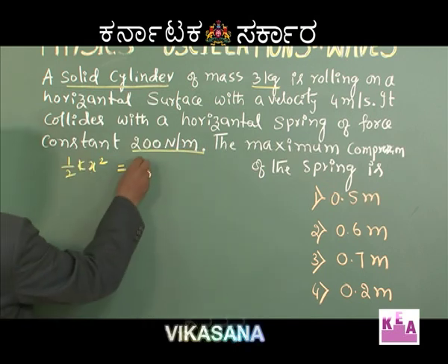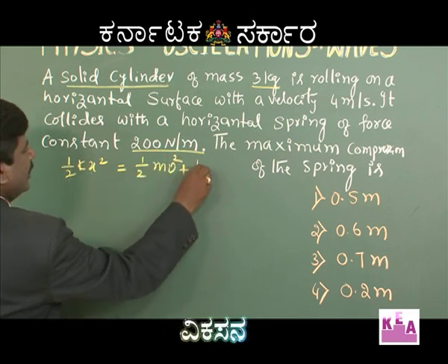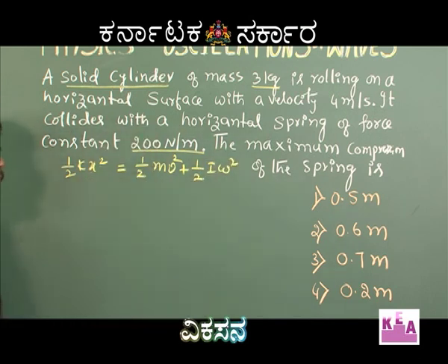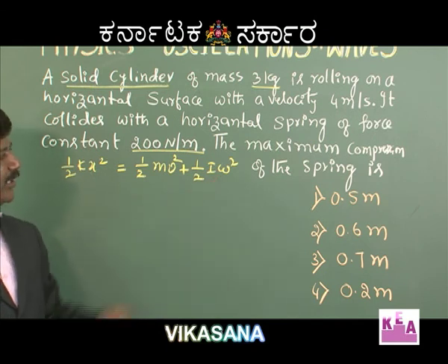So according to translatory motion, the energy of the cylinder is half mv square. Due to rotation, the kinetic energy of rotation is half I omega square. What is I? Moment of inertia of the cylinder. What is omega? Angular velocity of the cylinder.